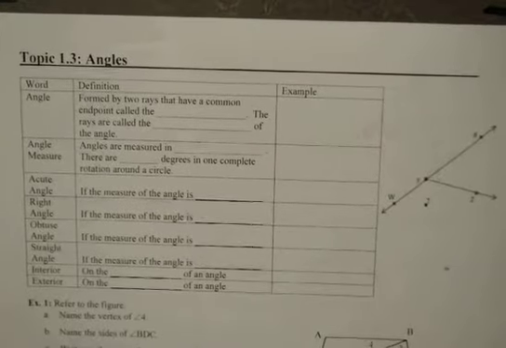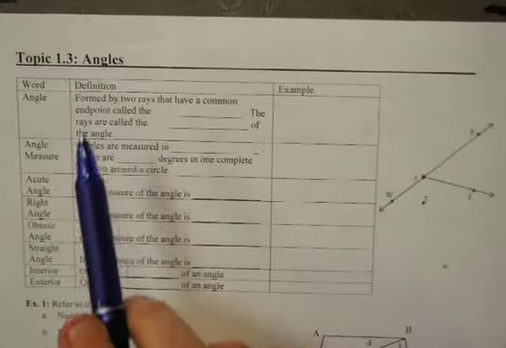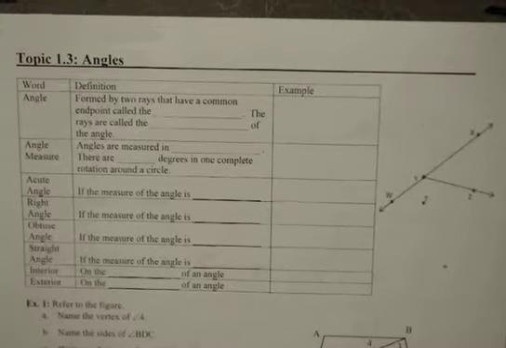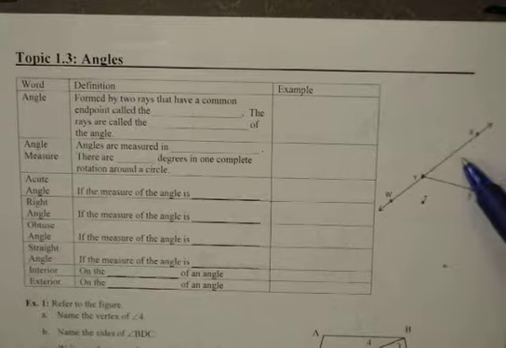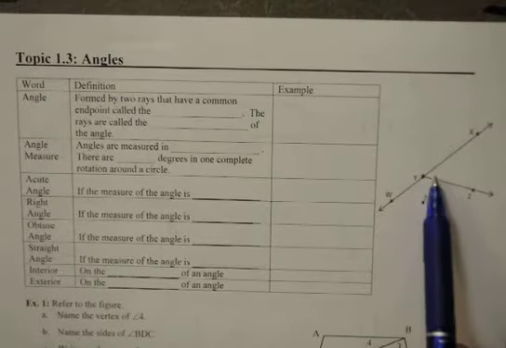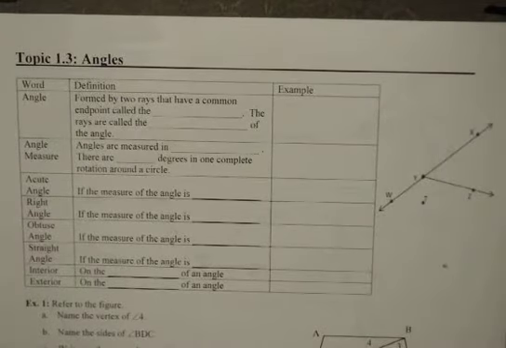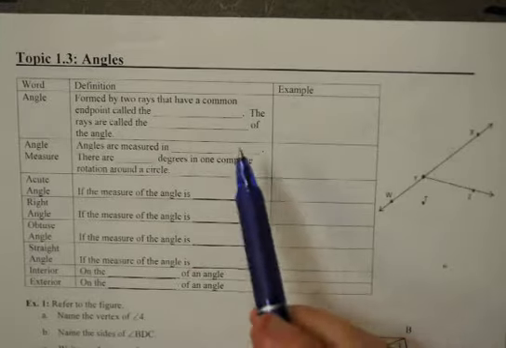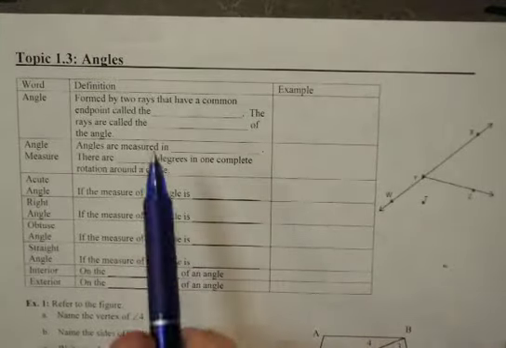Hello and welcome to topic 1.3, which is on angles. Angles is what happens when you take some segments and some rays and put them together. You get an angle. You know a little bit about angles from middle school. So here we go. Let's define what some angles are.